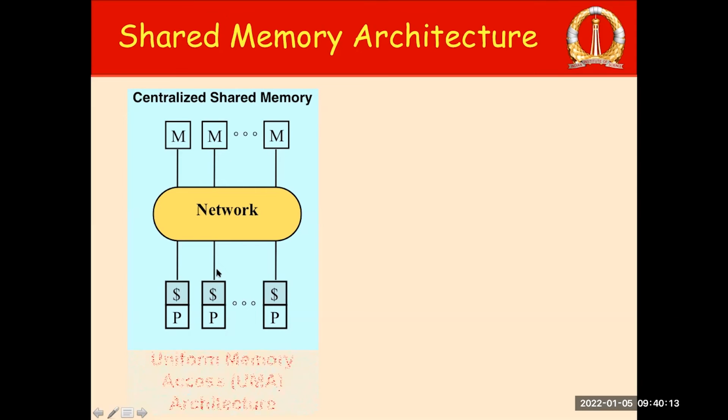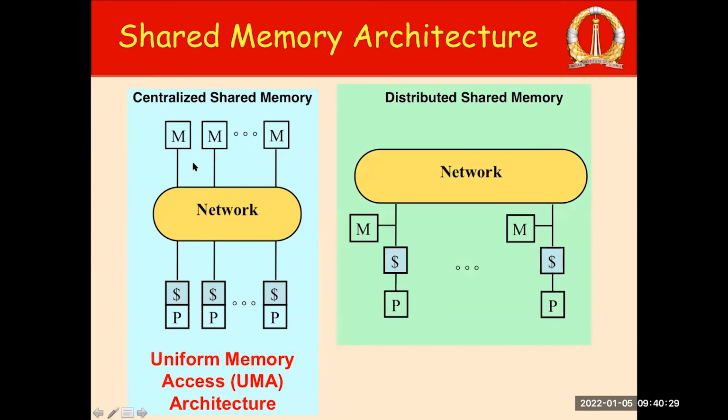This architecture is also called the uniform memory architecture because the latency it takes for any processor to communicate with any memory module is the same, because it has to go through the interconnect network. As opposed to this, in the case of a distributed shared memory architecture, we have a processor with its own private cache and some part of the memory which is local to the processor.